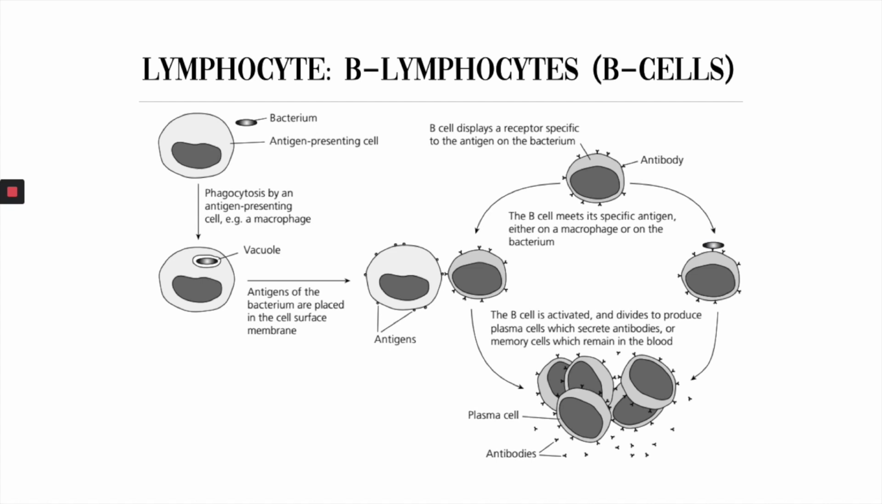Memory cells, on the other hand, are produced over and over again, and they can survive for decades. They only carry specific receptors throughout life. The receptors will only recognize the antigen that they encountered when they became activated. They are important in cases of reinfection.